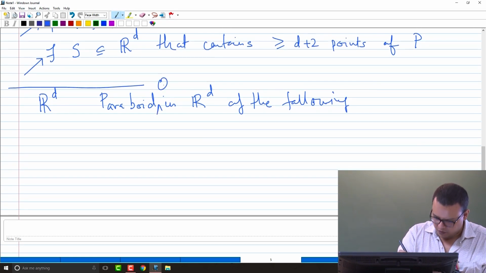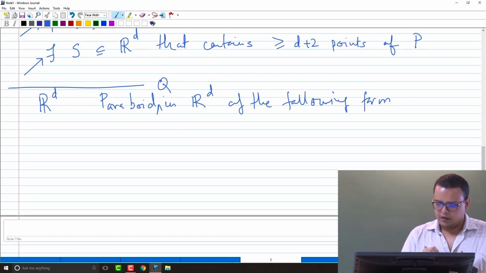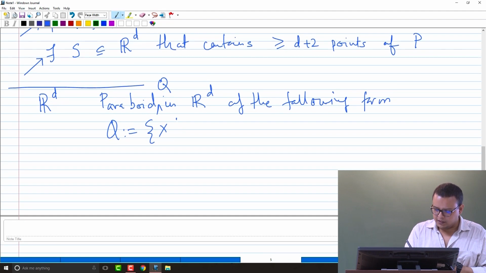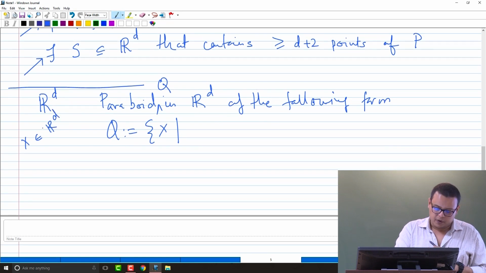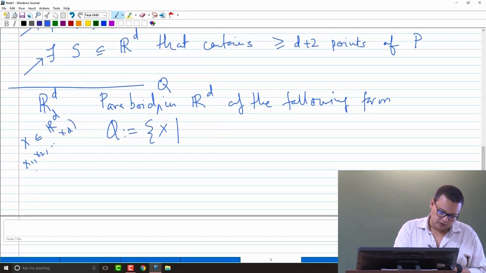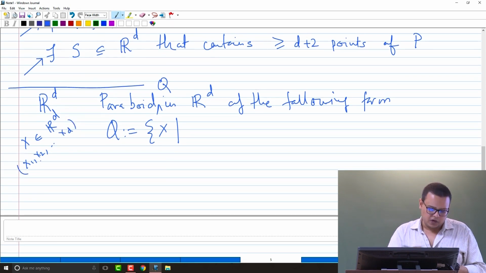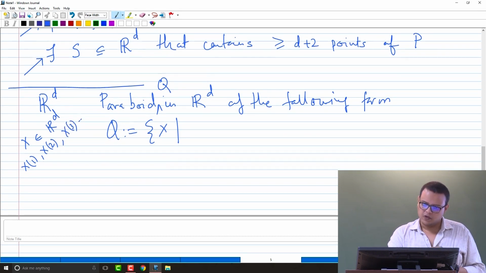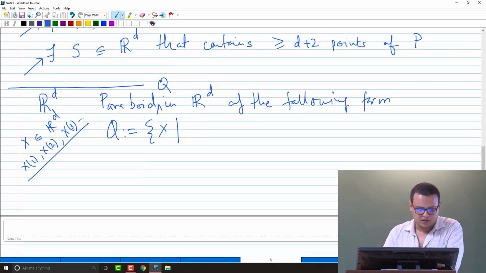Paraboloid, let us say, call it Q, this will be a fixed paraboloid of the following form. Q will be all those x such that, by the way, for any x in R^d, I will represent the corresponding coordinates as x of 1, x of 2, the first coordinate, second coordinate, third coordinate, like this, because I am using suffix for points.